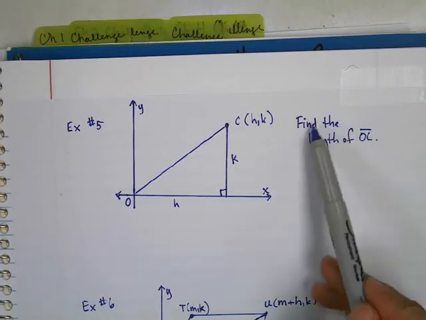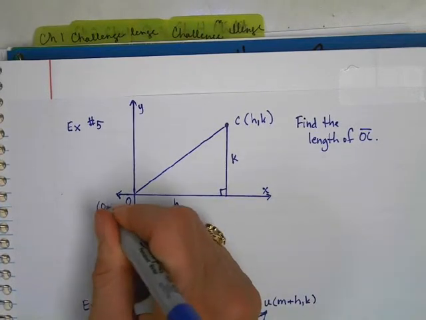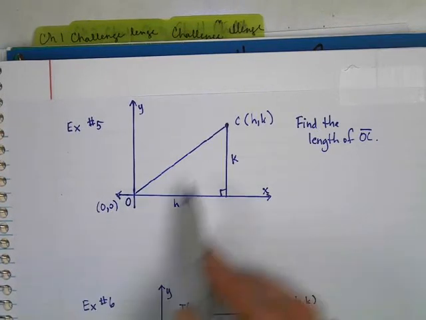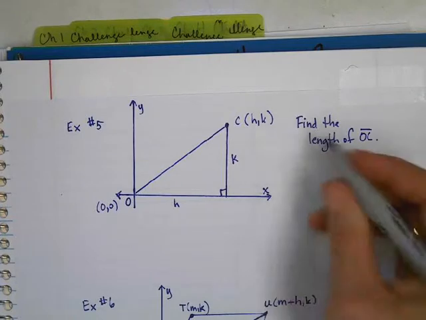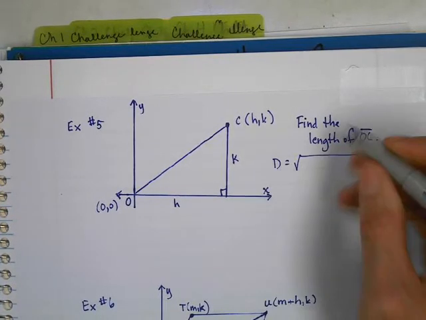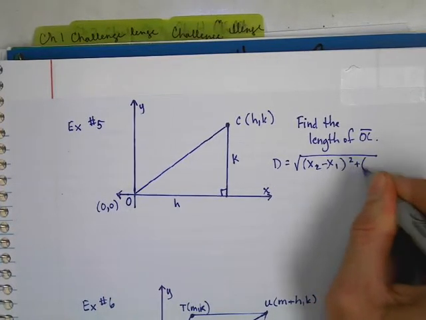But we want to find the length of OC. So we're going to find the distance, and remember, O is at the origin, so it is safe to say that the coordinates of the origin is 0, 0. So if we want to find the length of OC, there's several ways we can do it, but probably the distance formula is going to be the way to go. So let's write the distance formula out.